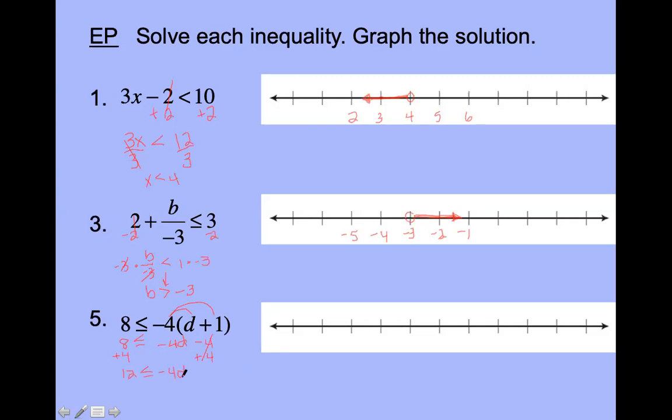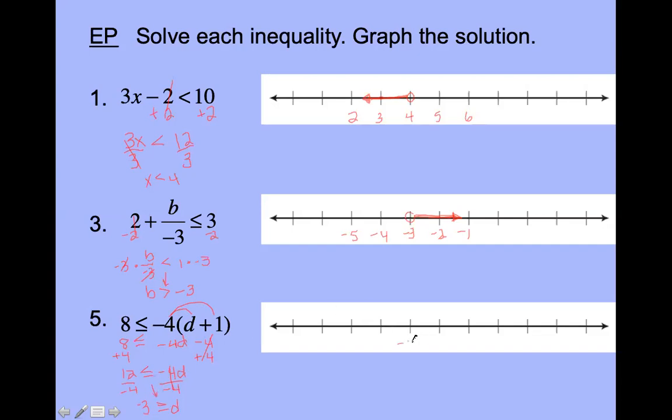All right, to simplify, I divide both sides by negative 4, and when I hear myself say divide by a negative, I'm going to remember that at my next step, I need to reverse the inequality. So this turns into d is less than or equal to 12 divided by negative 4, which is negative 3. Or I can read this as negative 3 is greater than or equal to d. So I had to reverse the inequality because I divided by a negative number.